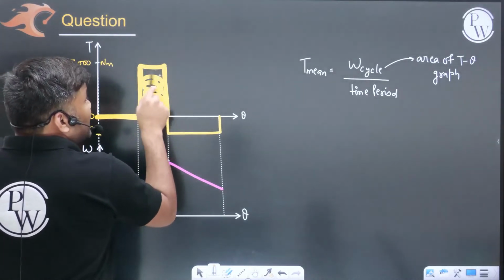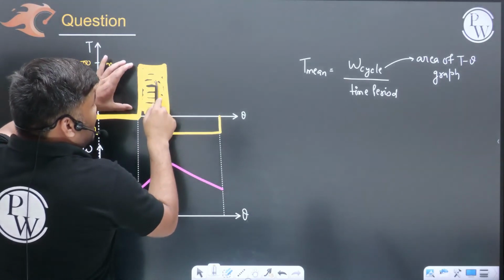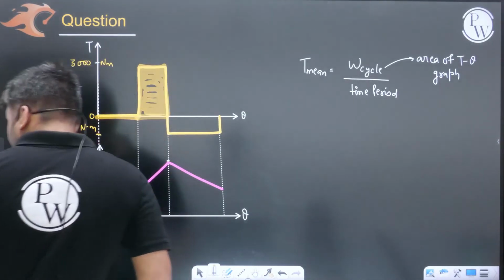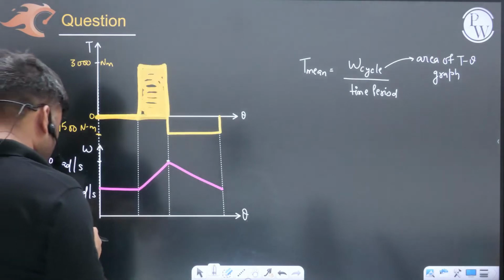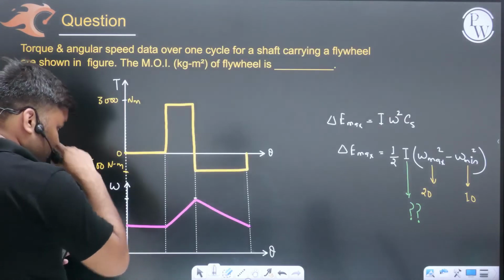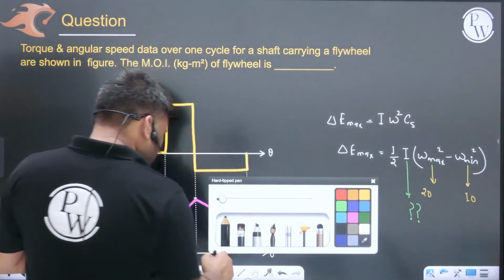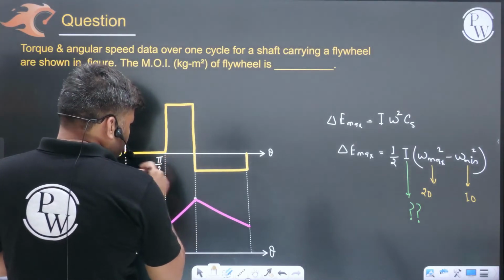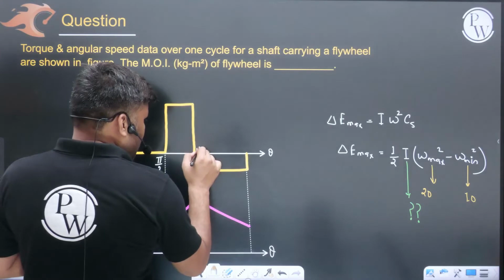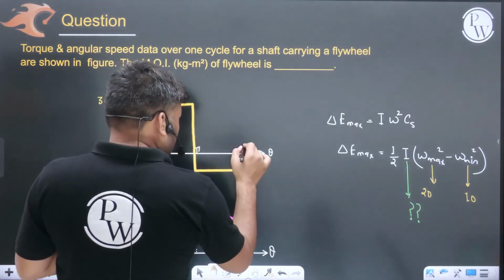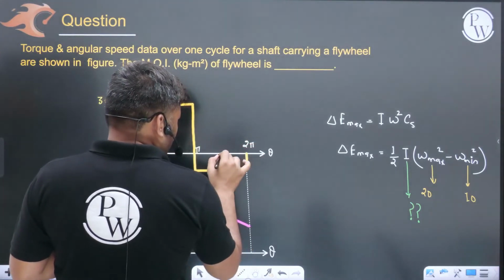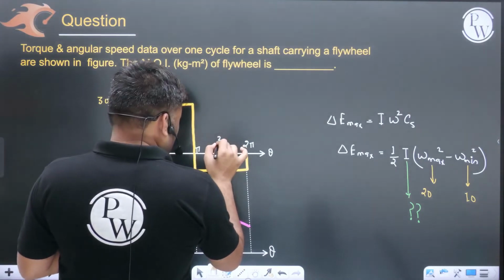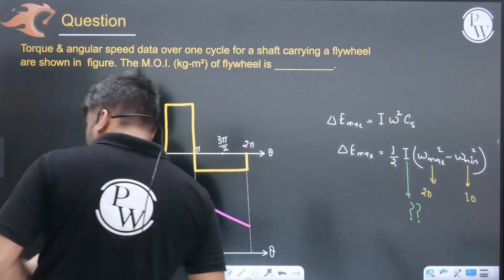सर ये area निकाल लीजिए. Positive torque multiplied by something. This value they have given. Let me write. They have given this value as 0. This is pi by 2. This is pi. And this is 2 pi. Somewhere in between this is 3 pi by 2. ठीक है?